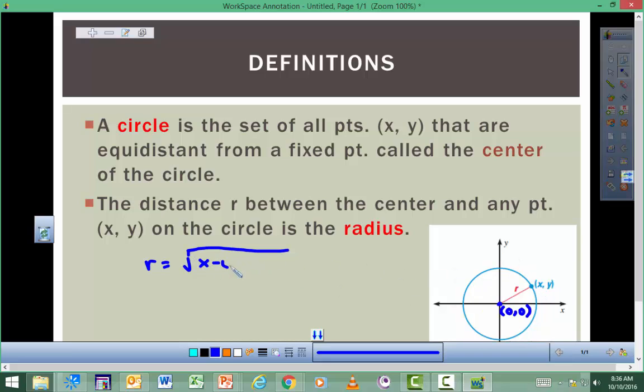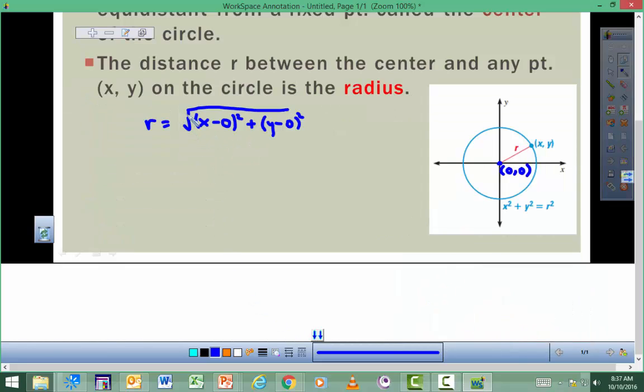x minus 0, and then you add that to subtract the y coordinates. So then you'd have y minus 0 squared. And so if you take a look at this expression, one thing we could do is square both sides to get rid of the square root. So I'm going to square this side, and I'm going to square this side. Well, the square cancels the square root because they're inverse operations. So this square root cancels off with that. And so what we have here then is r squared.